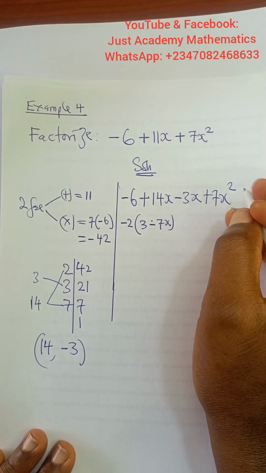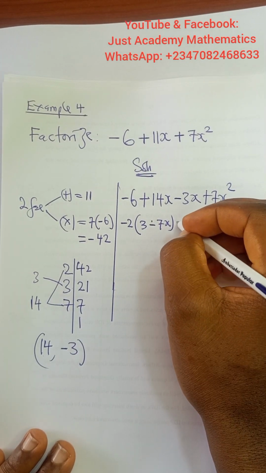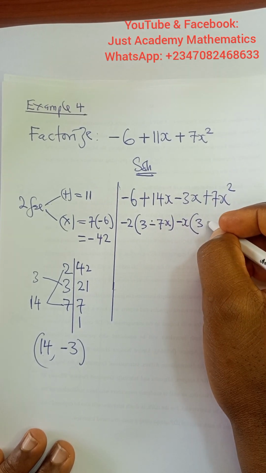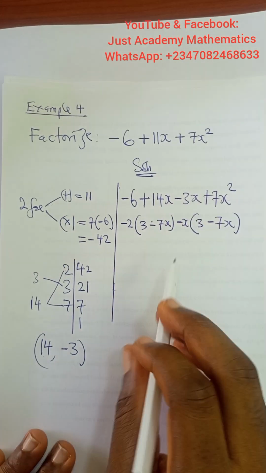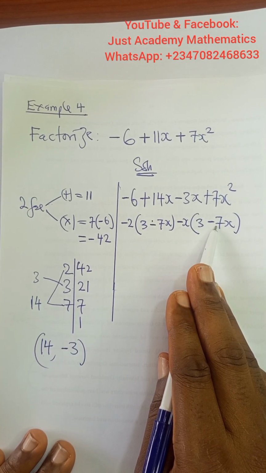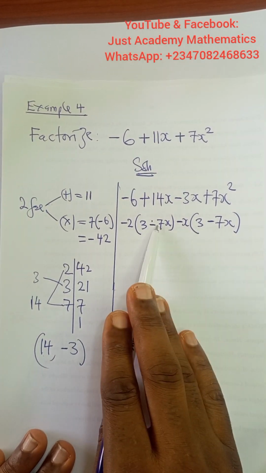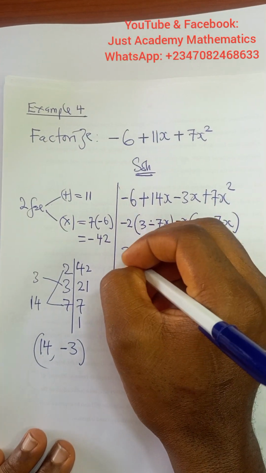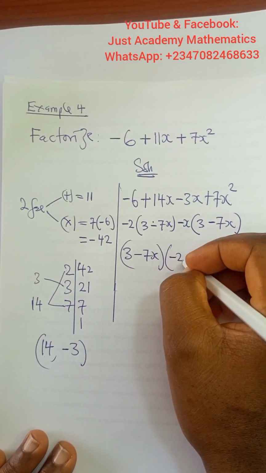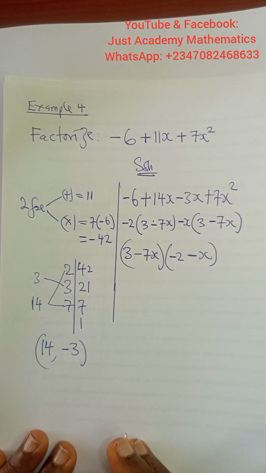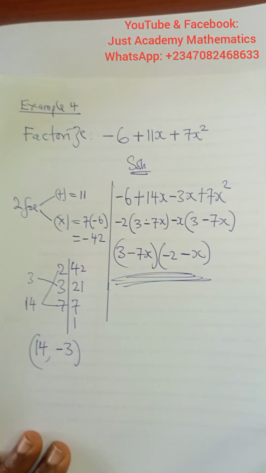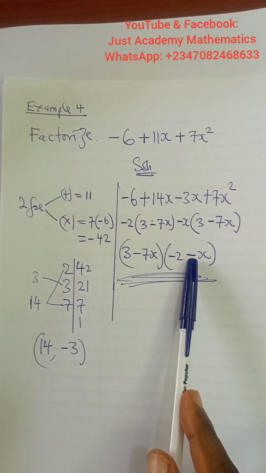Here, what is common? Only x. Minus x is common. If x is outside, here will remain 3, and here will remain minus 7x. Minus x times 3 minus 3x. Minus x times minus 7x plus 7x squared. The 2 brackets are the same. If you pick the bracket that is the same, 3 minus 7x, what will remain here? It will remain minus 2 minus x. So, since they didn't give us an option, we can as well stop here.